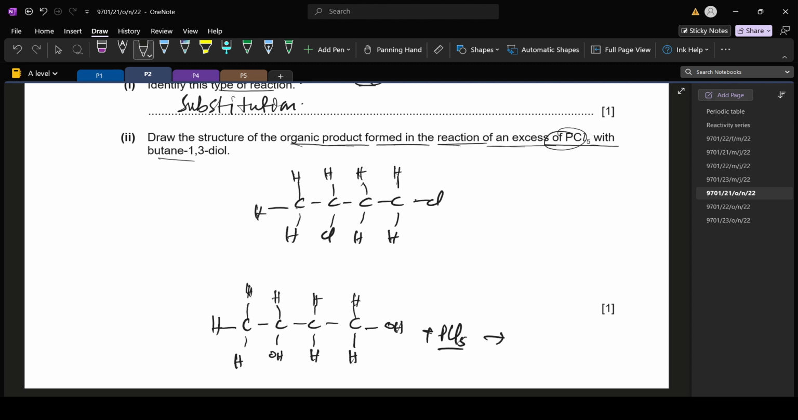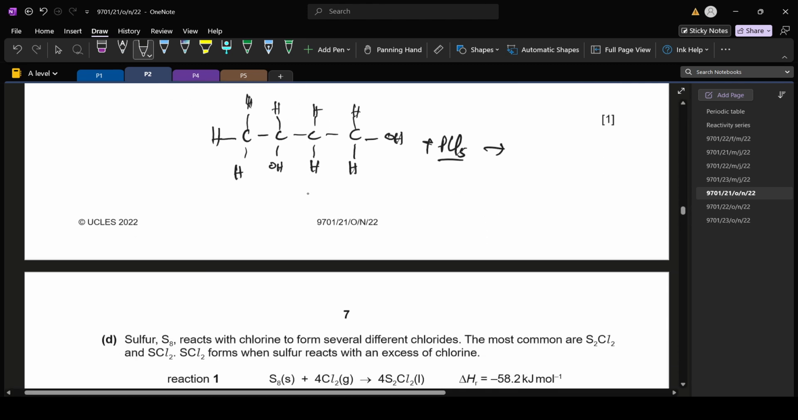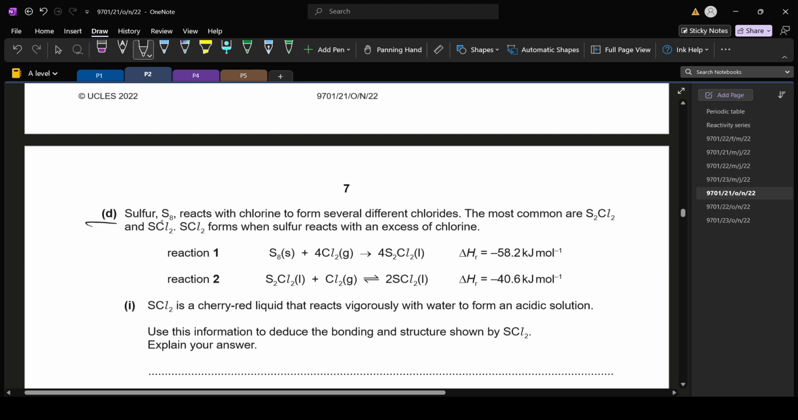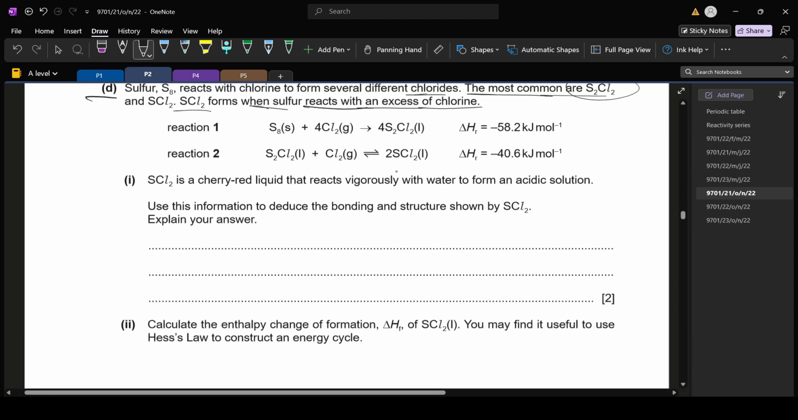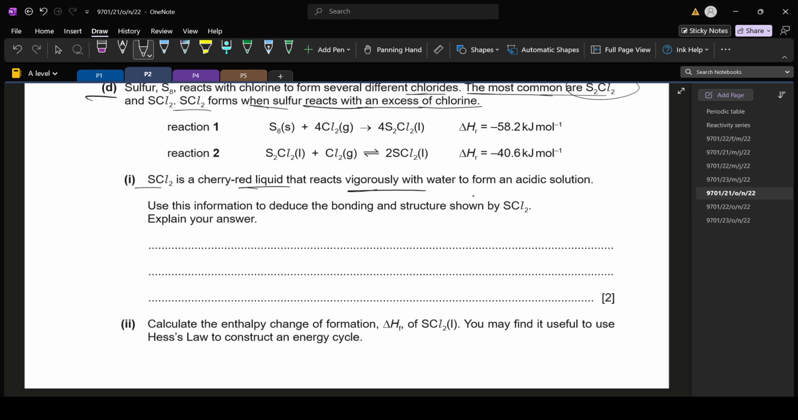Okay, let's move towards the next question, next part. Sorry, part D. Sulfur reacts with chlorine to form several different chlorides. The most common are S2Cl2 and SCl2. SCl2 forms when sulfur reacts with an excess of chlorine. SCl2 is a cherry red liquid that reacts vigorously with water to form an acidic solution. Use this information to deduce the bonding and structure shown by SCl2.